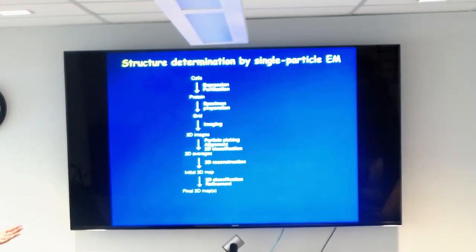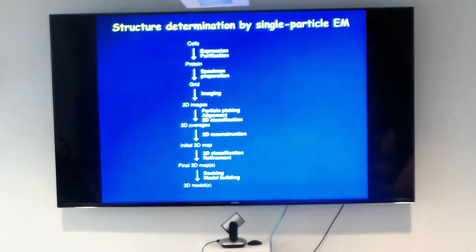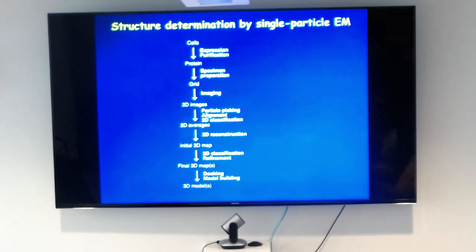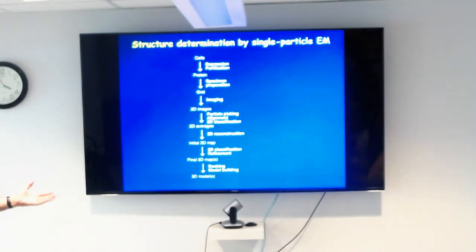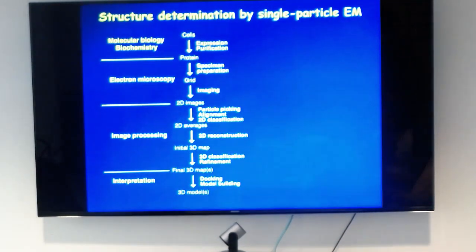And once we have these maps, the next thing is obviously to build models if you have high enough resolution. If you don't have high enough resolution, you take homology models or crystal structures of domains, and you try to dock them into your density map. So that's the typical workflow of single particle electron microscopy. It starts out with molecular biology and biochemistry, which is very important. Then comes the electron microscopy, a big part of which is image processing, and then going from the final map to the 3D atomic model is really just interpretation of your data, using chemistry to guide you.